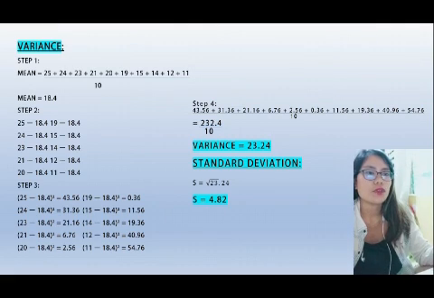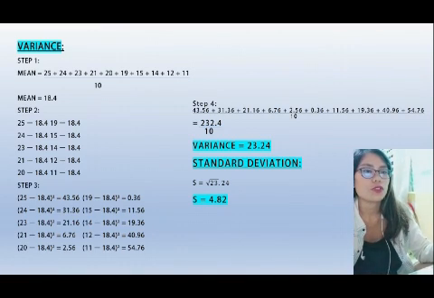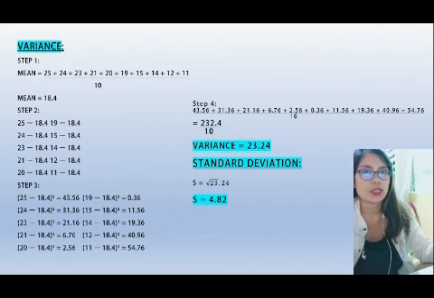In getting the standard deviation, you just need to take the square root of the variance. So we got here 23.24, and the square root of it was 4.82. So the standard deviation was 4.82.